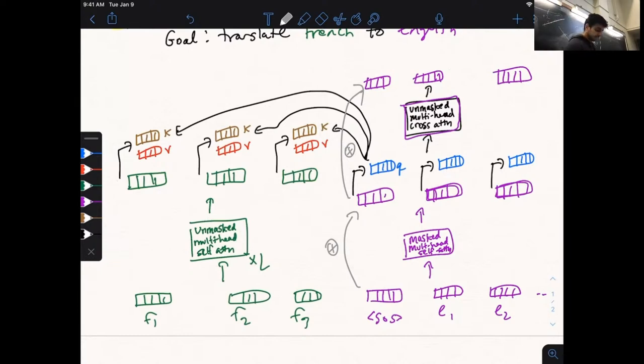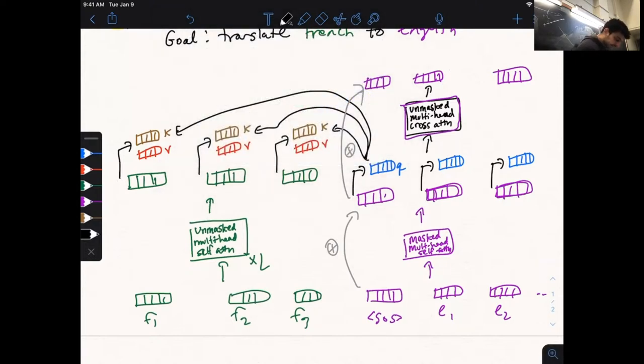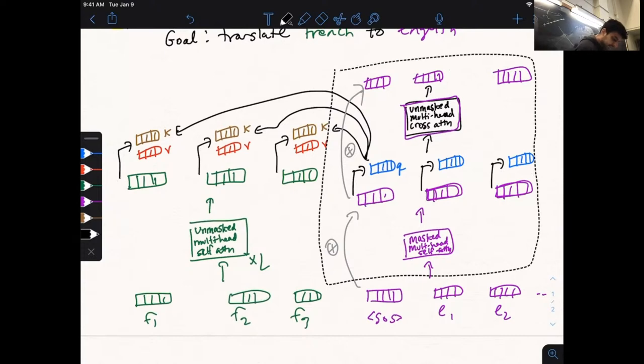So now, finally, in an encoder-decoder network, when we talk about the layers of the decoder, each layer contains both a masked self-attention and an unmasked cross-attention. So each layer contains both of these operations, so it's actually like two feed-forward layers, one to combine all the head representations of the masked self-attention, and one to combine all the head representations of the cross-attention. So basically, this whole thing here is a layer, and you can stack this entire block to get a deeper decoder.